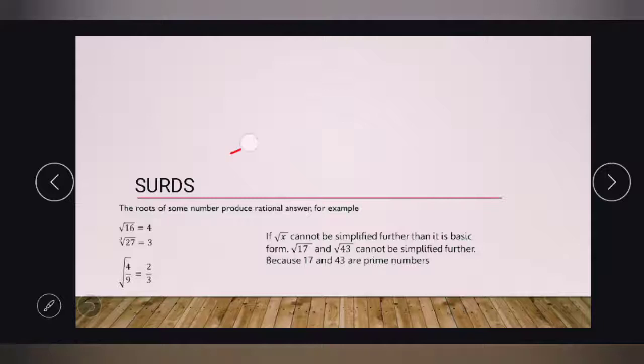Example prime numbers, which is 331, maybe 2.